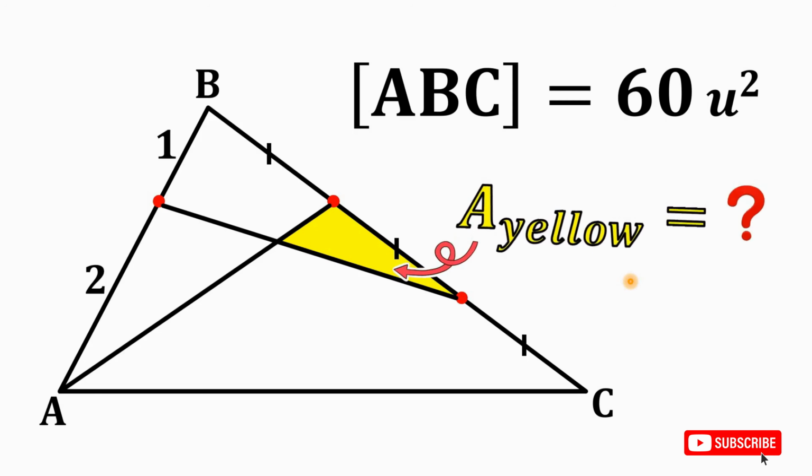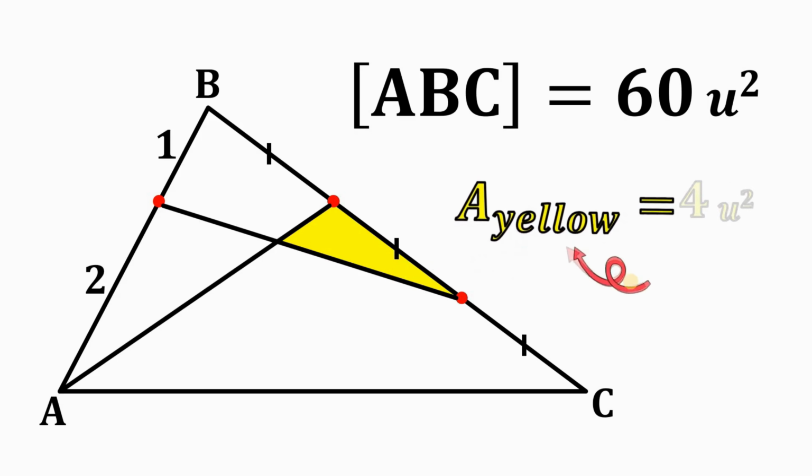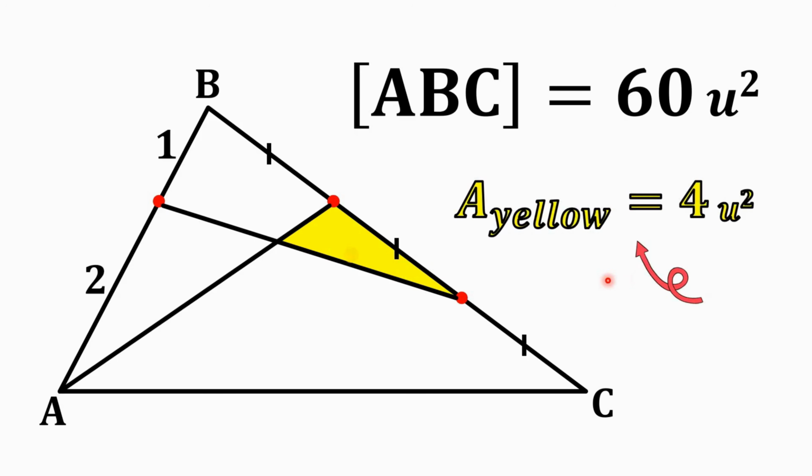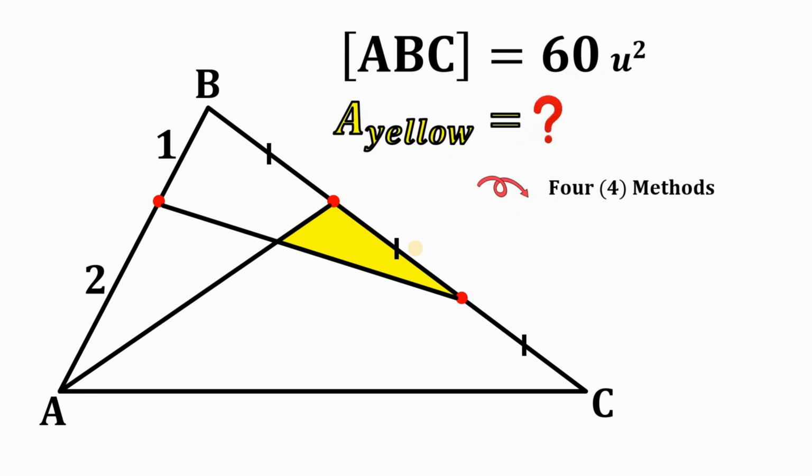Now, pause this video right now and see if you can answer this question, because I will show you the answer and the solutions in 3, 2, 1. Alright, the answer is 4 square units. So the area of this yellow triangle simply equal to 4 square units. Since the answer is 4, in this video, I will show you 4 different approaches to answer this question.